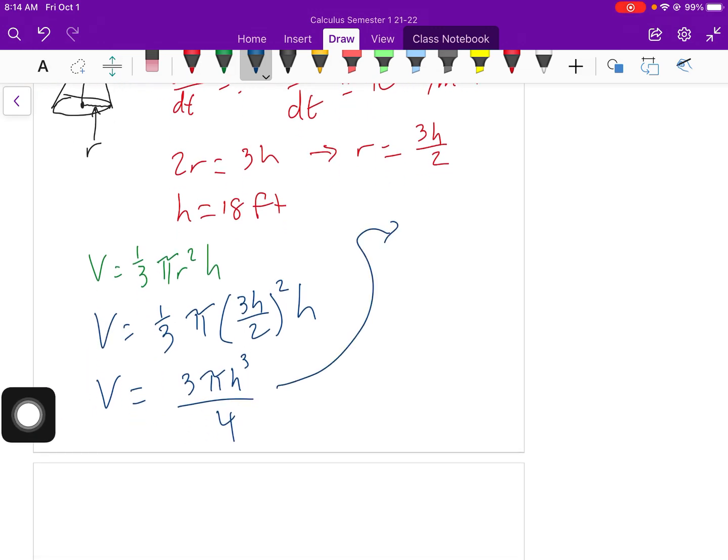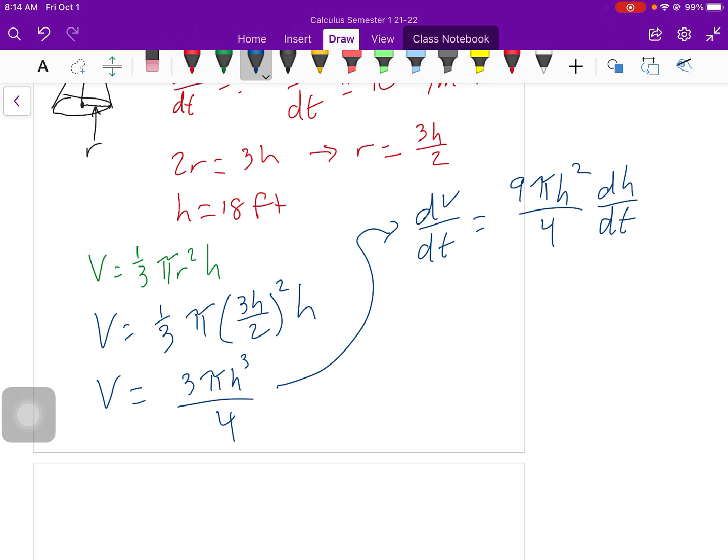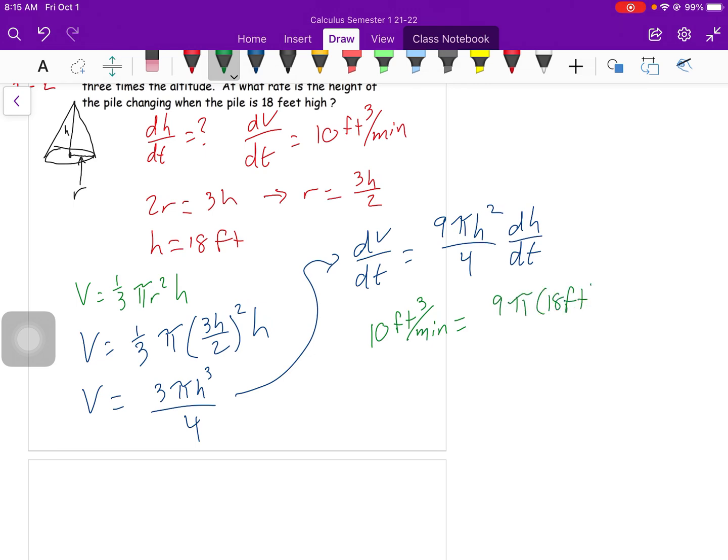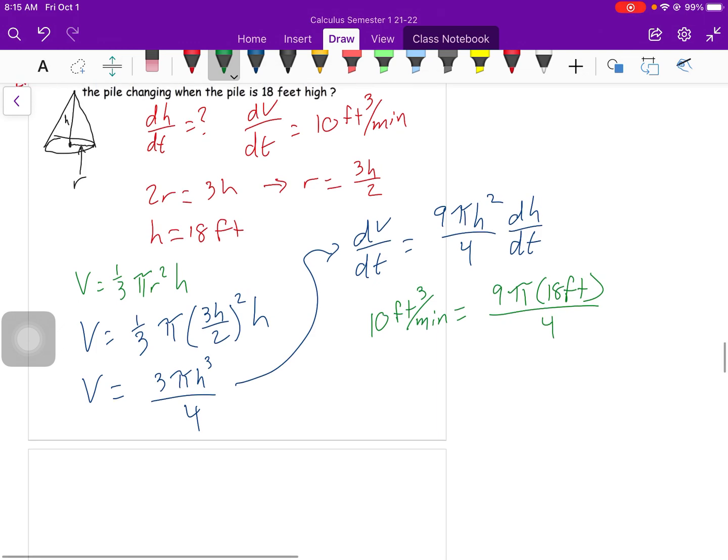So now dV/dt is going to be a little bit easier because I only have to worry about h for my implicit differentiation. When I do this, I'm going to get 9 pi h squared over 4 times dh/dt. And I'm trying to find dh/dt, and I know all of the rest of those variables. I'm going to plug them in. So dV/dt is 10 feet cubed per minute. Then I have 9 pi, and then my height is 18 feet, all over 4.